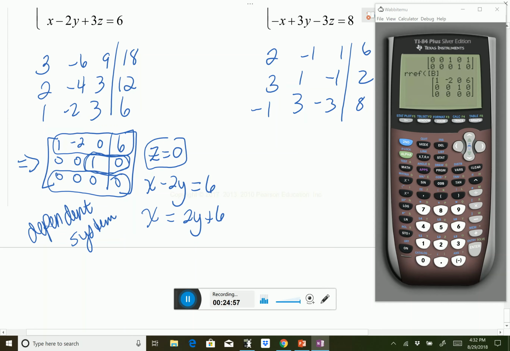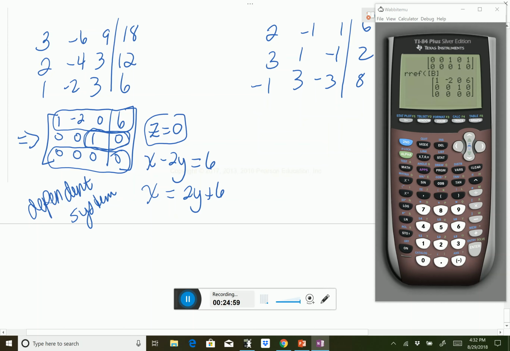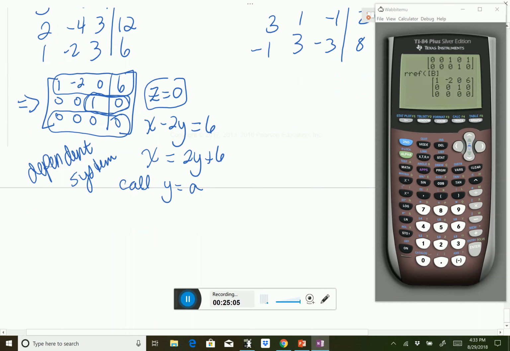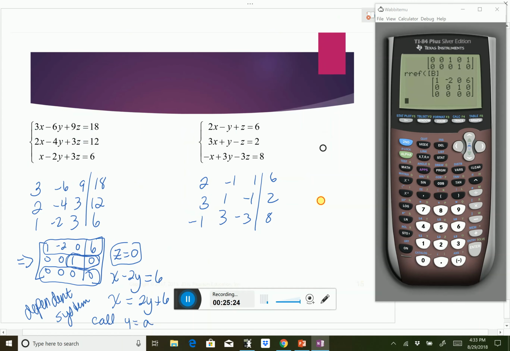with the following. So we can call y some a, and I would have x equals 2a plus 6, y equals some a, any number, and z equals 0. And that's what would happen. So as long as z equals 0, it's this line right here is where the solution set is. So let's look at this next one.